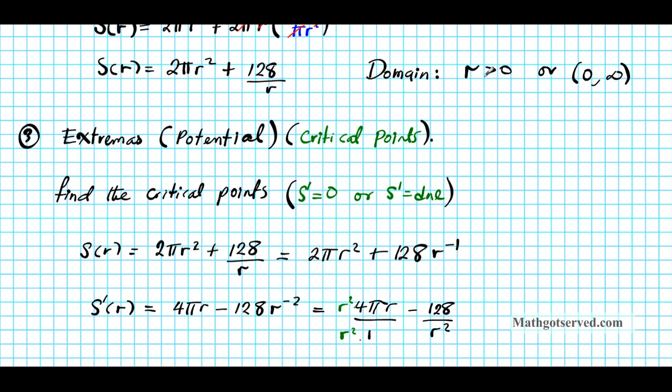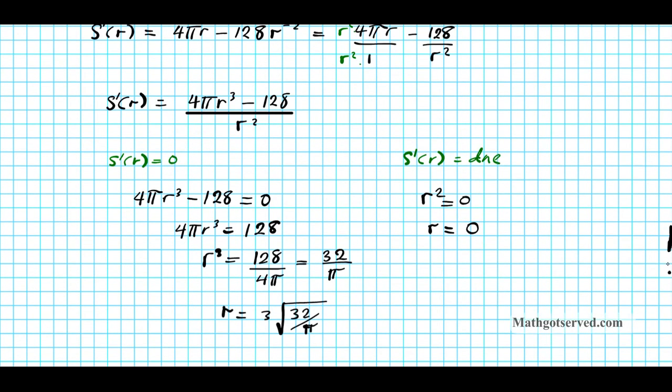Remember, we said that r cannot be 0 because it's going to cause our area to be undefined right here. So in our domain restrictions, r has to be 0 or greater. And we have a critical point where r is equal to 0. Since it's outside the domain, we're going to drop this off, okay? So this one violates our domain constraint, so we're going to drop it off. All right, so this is the only critical point or potential extrema that we have, all right?